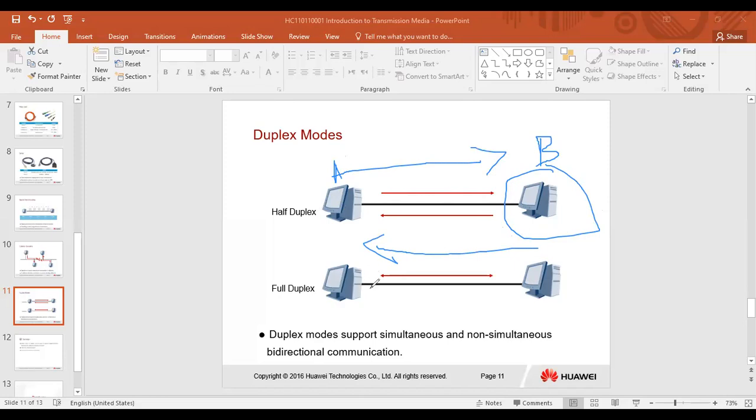In full duplex, both entities A and B can transmit data at the same time. An example is our mobile communication, in which we can both talk or transmit data at the same time.